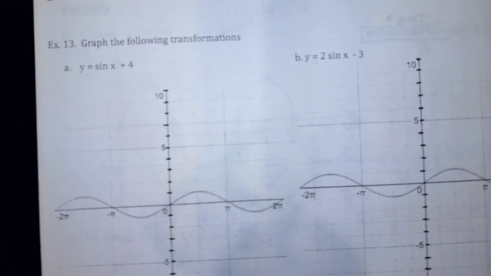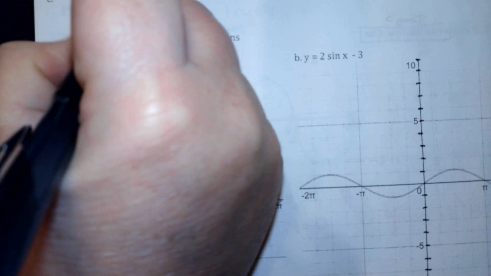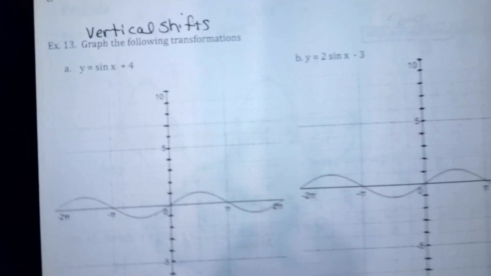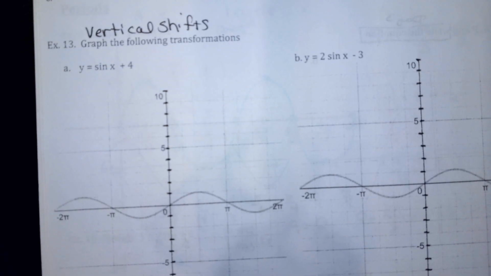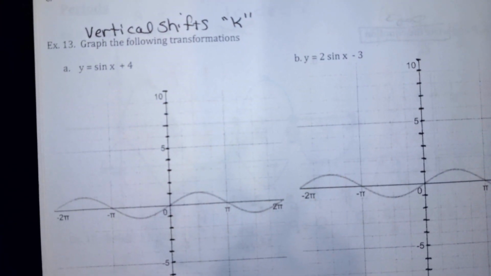Alright, so picking up with example 13, this is where we get our vertical shifts. This is where we're going to either move up or down. We're going to be looking at that K. Remember, it's all about the H and the K. So the K is going to tell you whether you're going to move everything up or move everything down.